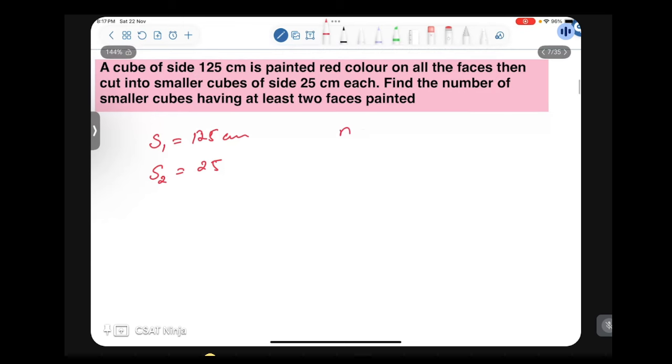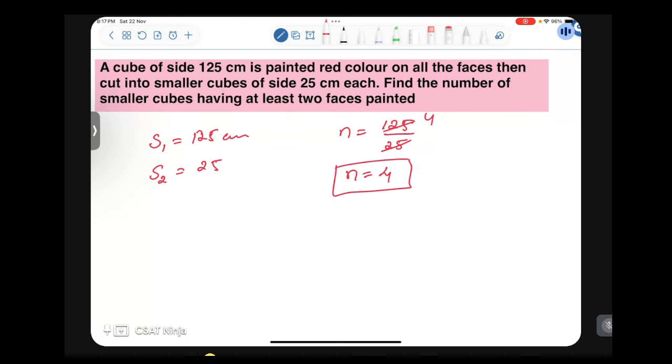Let us find the n value first, because we need to find what? We need to find the number of smaller cubes having at least two faces painted, okay? So we need to find the number of cubes with two faces painted. Before that, we need to find the value of n. How do we find the n value? The side of the bigger one divided by the side of the smaller one. So if we divide 125 by 25, our n value here is 5.